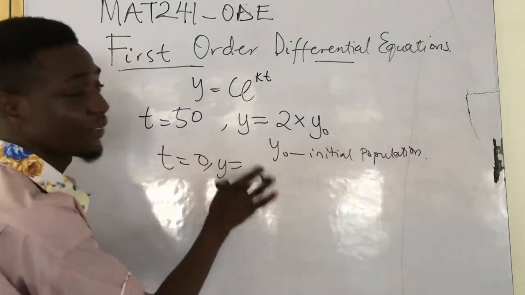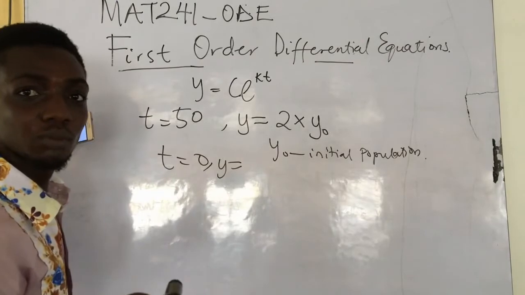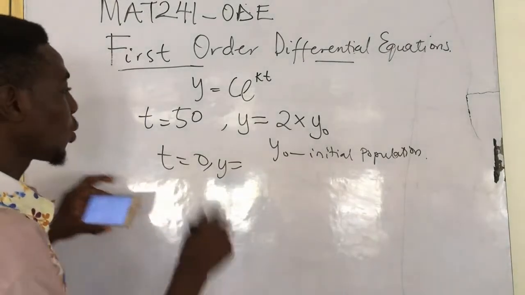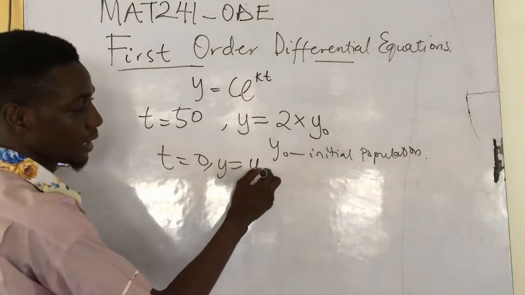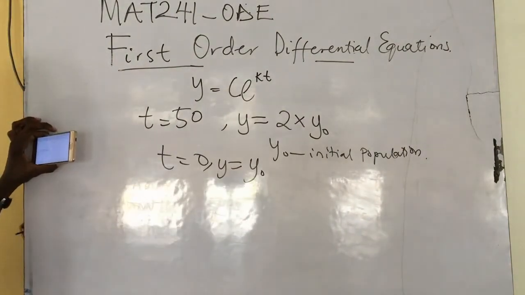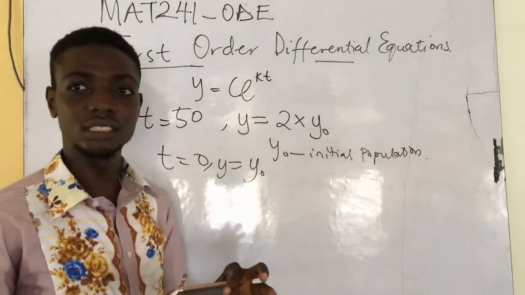Now, I open this class first of all. We assume that there's a number of people in this class already. So y equals y naught, the initial population, at the beginning. Then with time the population increases.